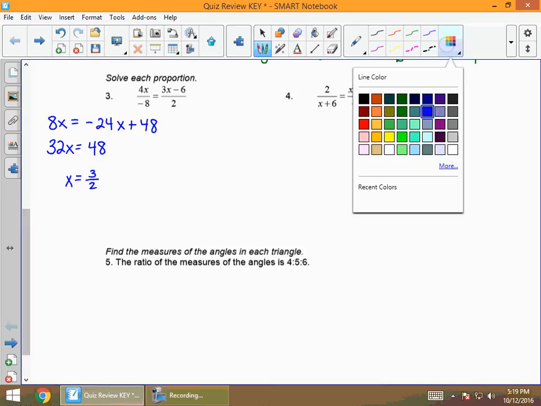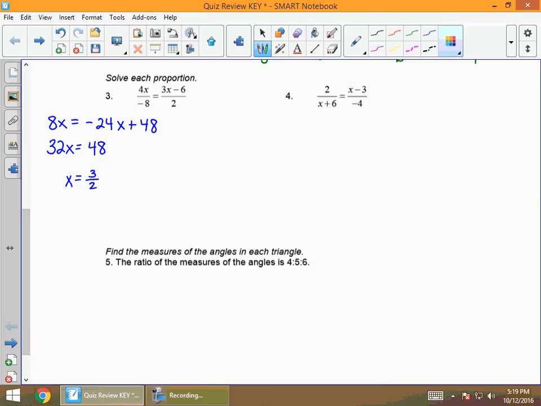Okay, number 4. Again, I'm going to cross multiply. I'm going to do these two together first. So x plus 6 times x minus 3 is equal to this one. 2 times negative 4 is negative 8. All right.